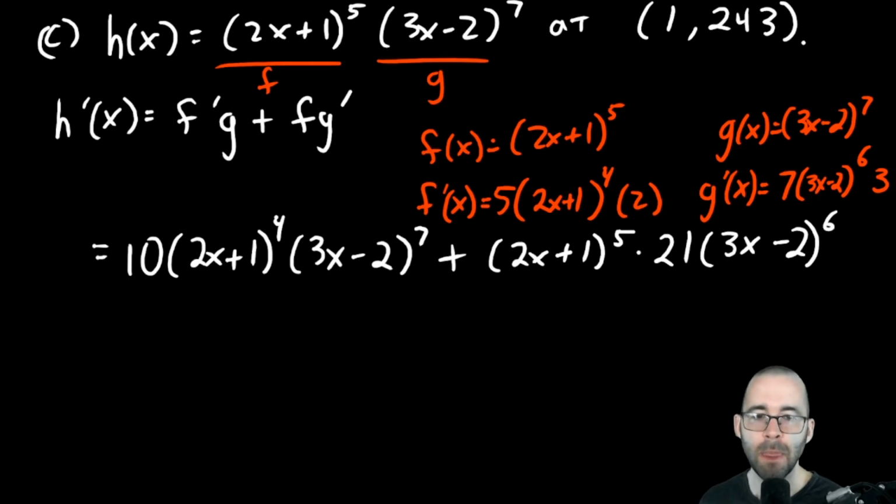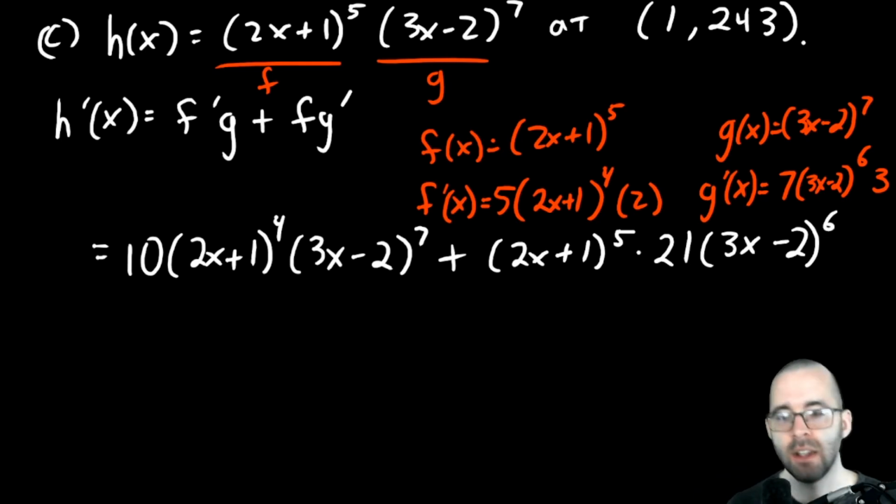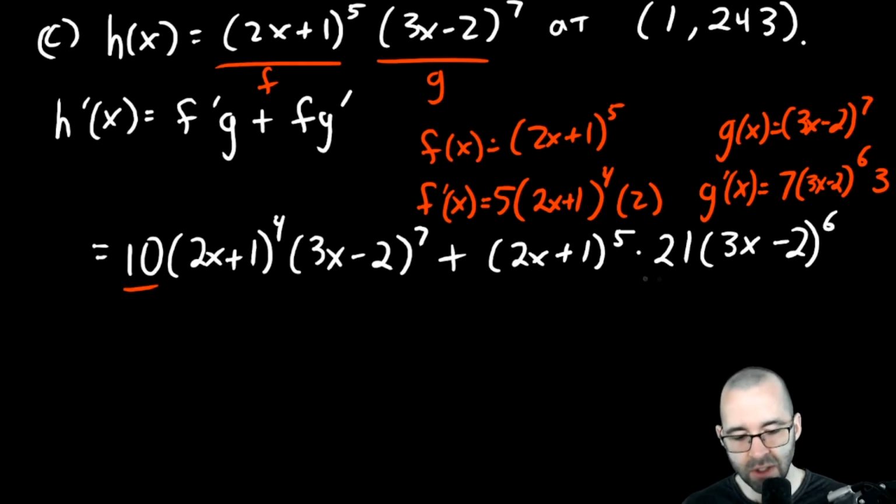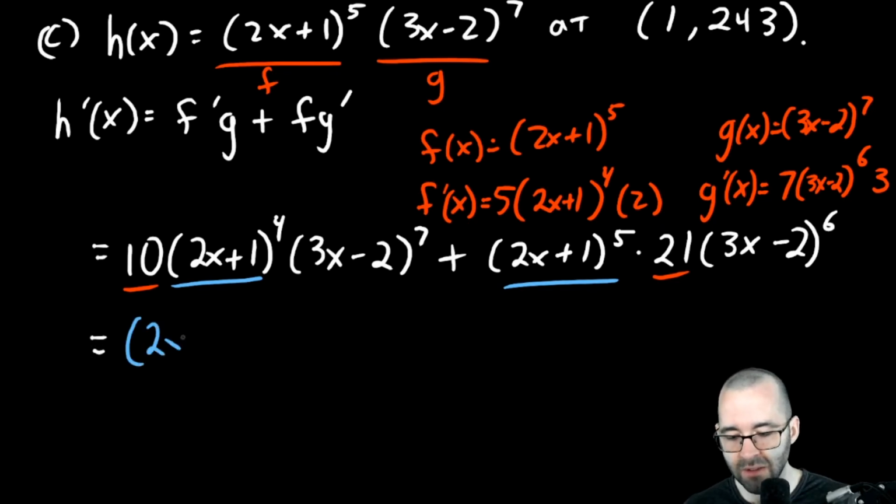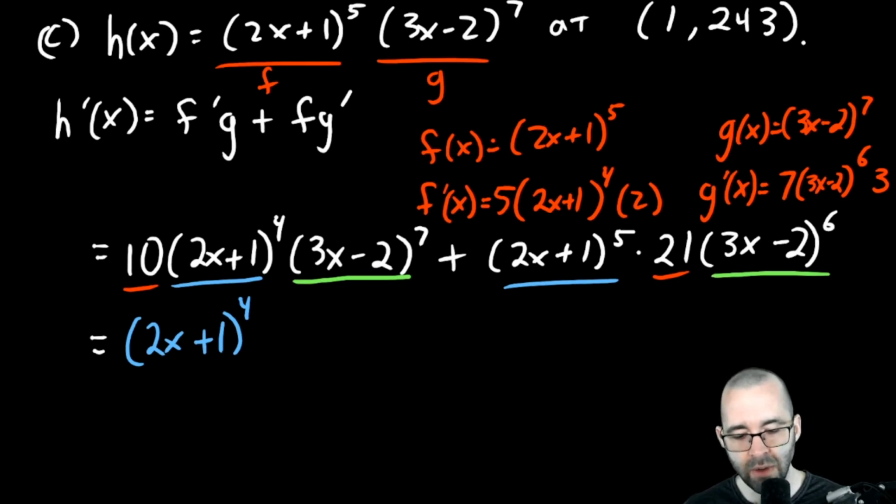We're going to simplify by pulling out a greatest common factor. So let's look at the number parts first. What's the greatest common factor between our numbers? 21 is 7 and 3. 10 is 2 and 5. Okay, there's nothing here. And then we're going to look at the greatest common factor for this part. Well, it's going to be (2x plus 1) to the 4th that we can factor out. And then what's the greatest common factor of this part? (3x minus 2) to the 6th.